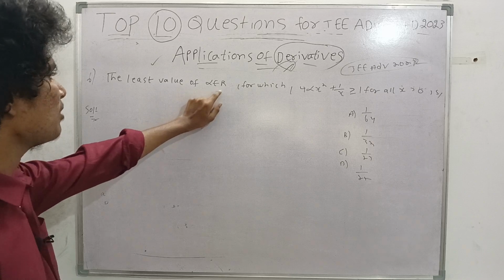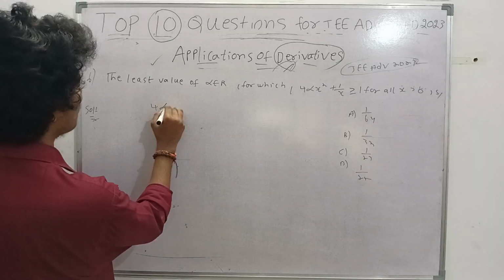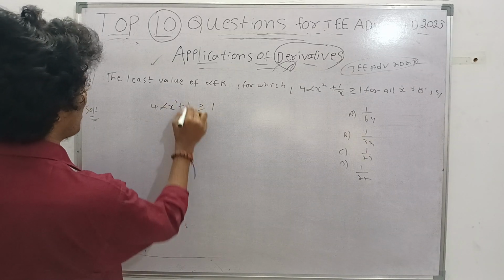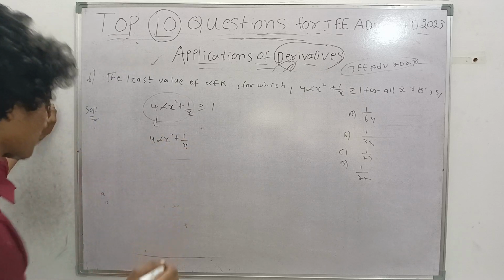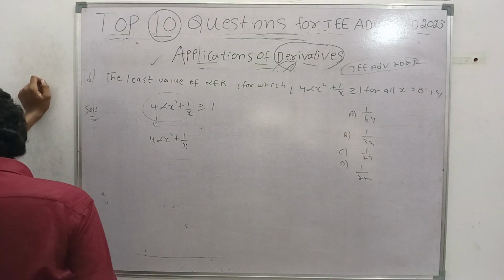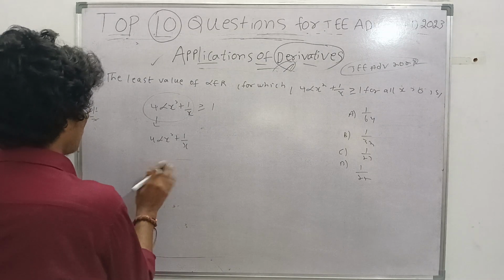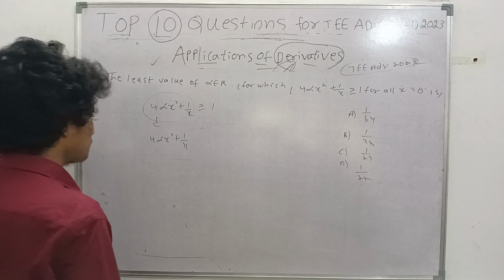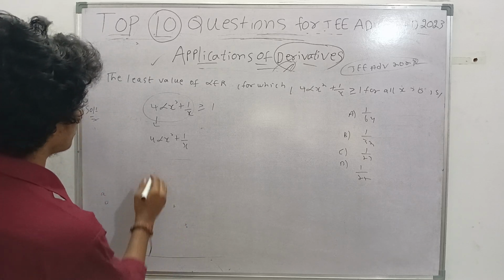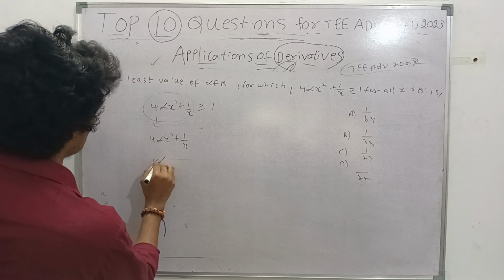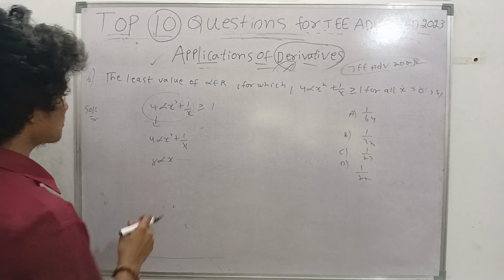What is given? The least value of alpha belonging to capital R, for which this holds for all x greater than 0. They gave 4 alpha x square plus 1 by x greater than or equal to 1. I am taking this part, 4 alpha x square plus 1 by x. They asked for the least value, so I am doing the differentiation. What is the differentiation? It is 8 alpha x.